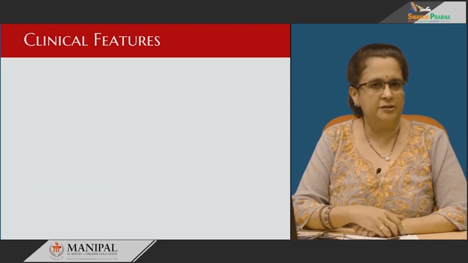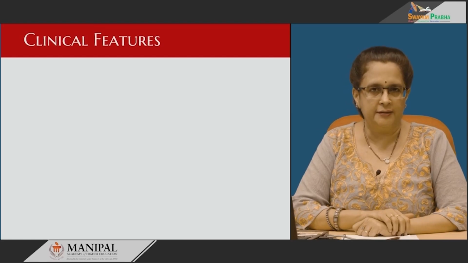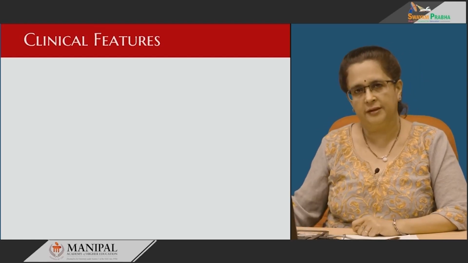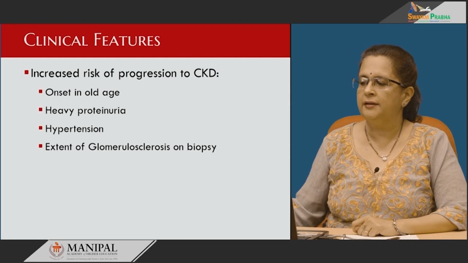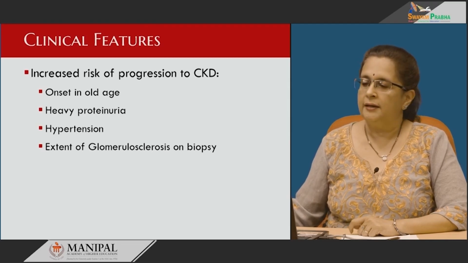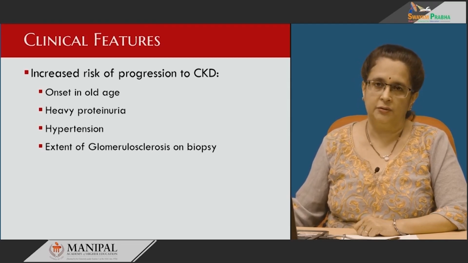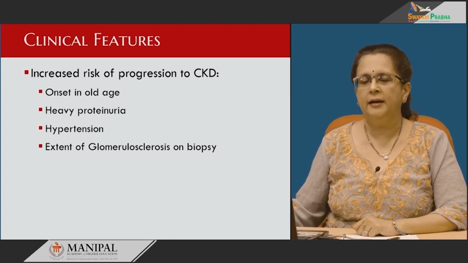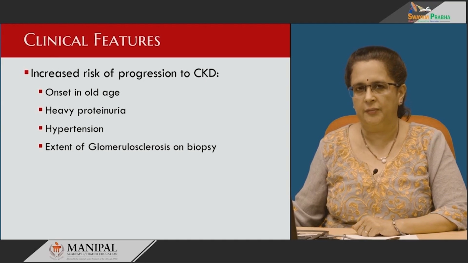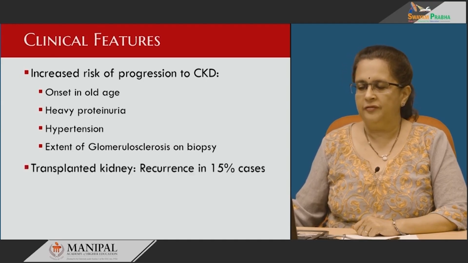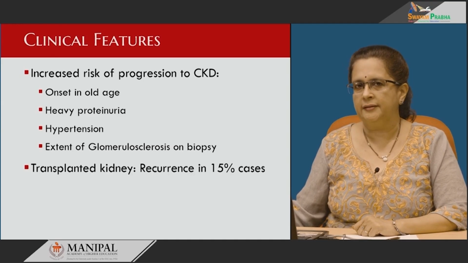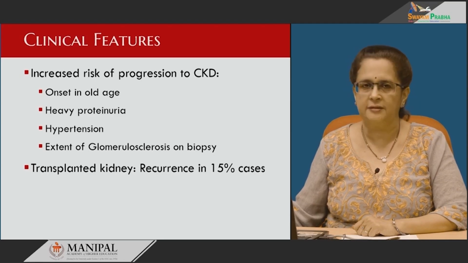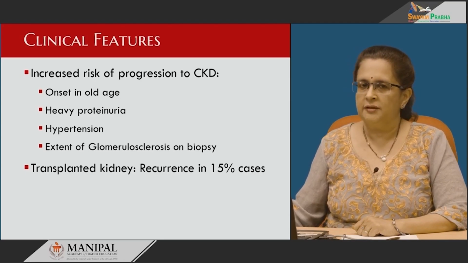So, some of these patients will develop chronic kidney disease, and an increased risk of progression to chronic renal failure or chronic kidney disease is seen in association with an onset in older individuals, heavy proteinuria, hypertension at presentation and the extent of glomerulosclerosis on biopsy. Now, IgA nephropathy can occur in transplanted kidneys also to an extent of 15% of cases. So, this recurrence is deleterious to the transplanted kidney.